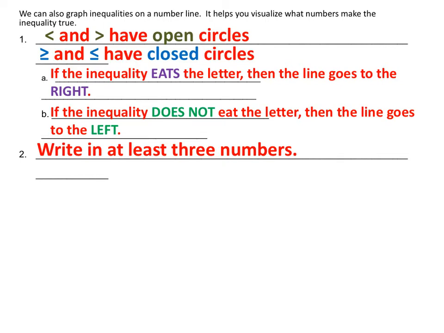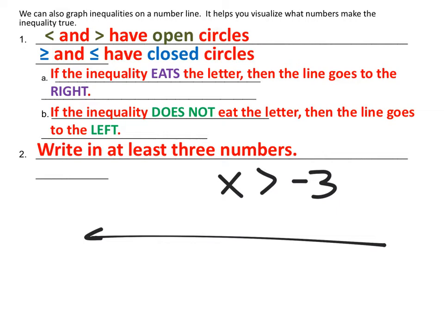Alright, so we can also graph inequalities on a number line. It helps you visualize what numbers make the inequality true. So that last problem that we just did, where x is greater than negative 3, I'm going to write that so I don't forget it. That's demonstrating to everyone that there's an infinite number of values that would have made the original inequality true, just like there's an infinite number of values of x that would make this inequality true as well. But like it says there, we could also demonstrate all the values that are greater than negative 3 with a number line. Okay.